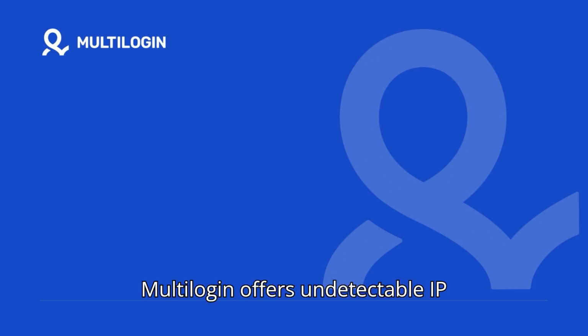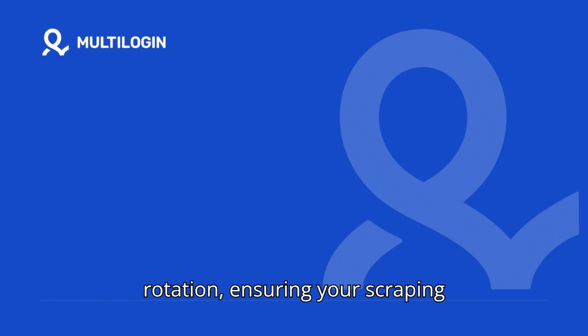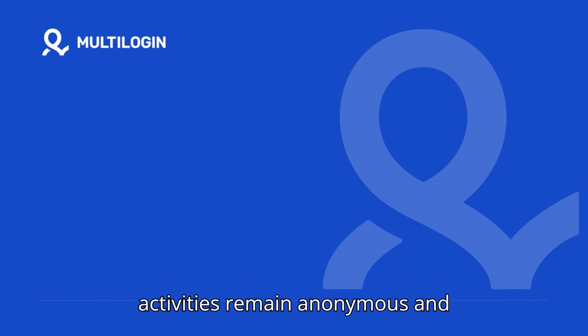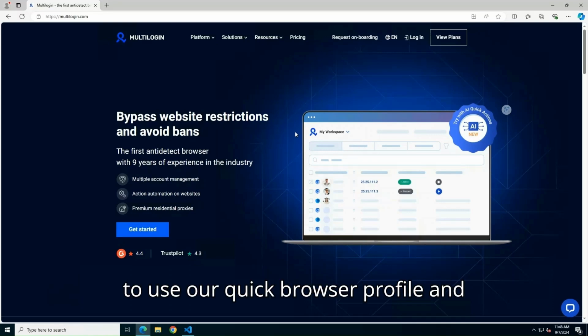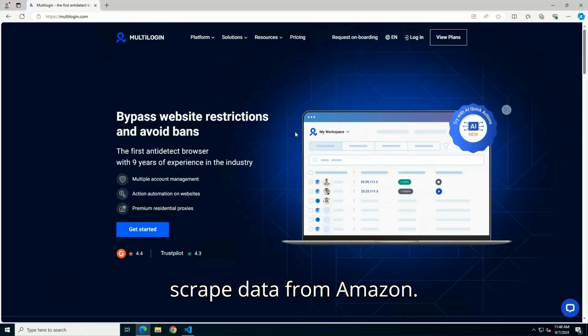Multilogin offers undetectable IP rotation, ensuring your scraping activities remain anonymous and uninterrupted. In this video, I am going to show you how to use our quick browser profile and built-in top-level residential proxy to scrape data from Amazon.